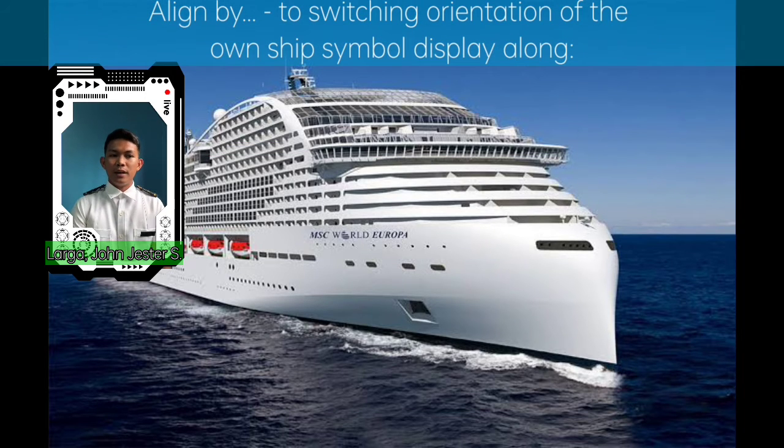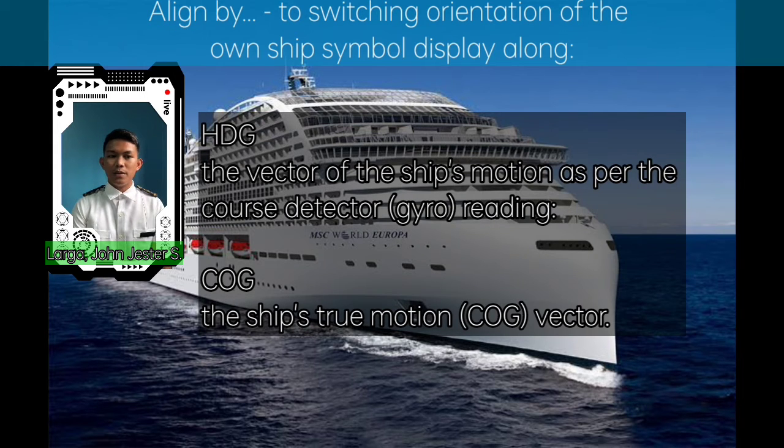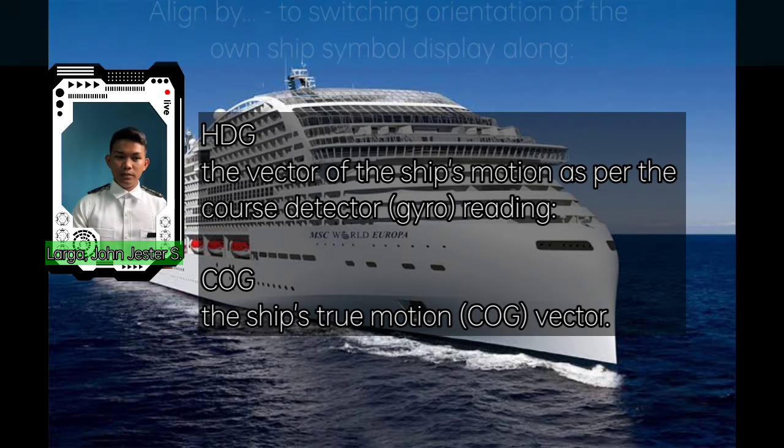3.5.2. Align by. To switch orientation of the own ship symbol display along HDG, the vector of the ship's motion as per course detector by gyro reading. In COG, the ship's motion is the COG vector.